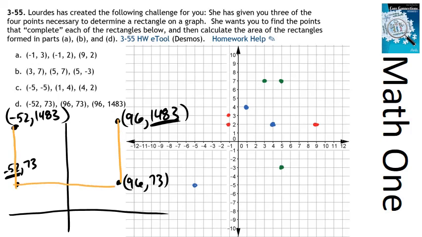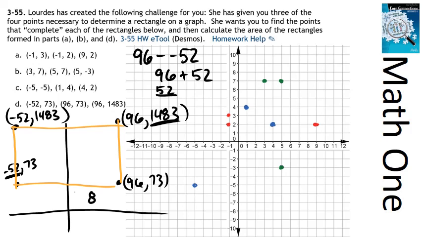Well, let's see here. The dimensions of this rectangle, if I look at it, I'm going from negative 52 all the way to positive 96. So if I was to do, for example, 96 and then subtract from that a negative 52, that's 96 plus 52. Let's see, 6 and 2 is 8, and this is 148 units long. So one of my dimensions is 148 units long.